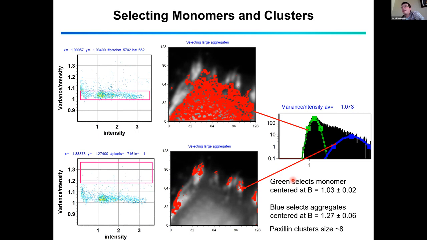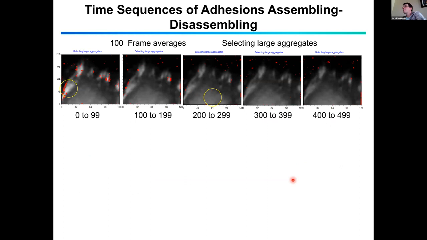However, while they are incorporated in the adhesion, the oligomerization is increased and further increased. So at the edges of the focal adhesions, you have these higher order complexes forming, but also disassembling. So here you see a further illustration of this.